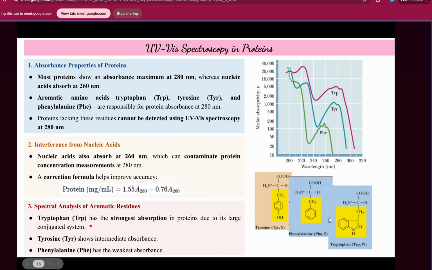So tryptophan is the amino acid which shows the highest absorption. Then comes tyrosine, which shows intermediate absorbance. And then comes phenylalanine, which shows the weakest absorbance.